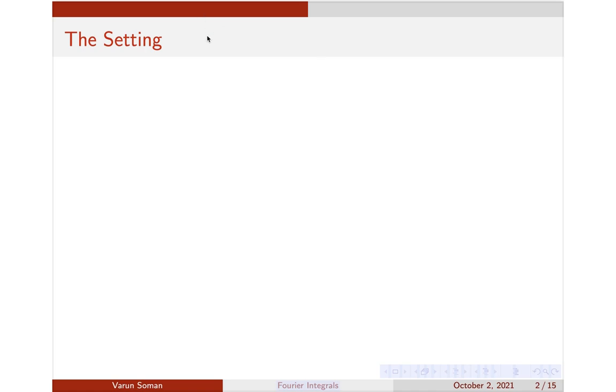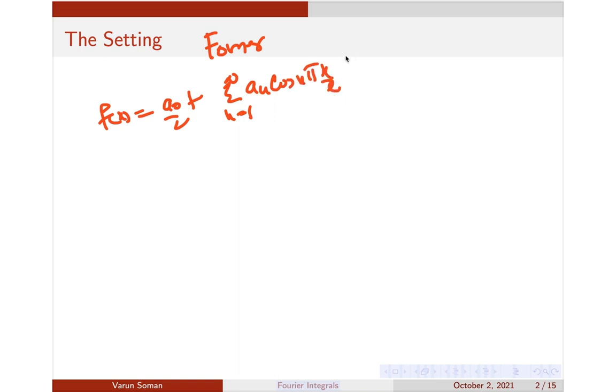In the Fourier series, when you are asked to expand a function's Fourier series, you will write a formula like this: f of x is equal to a naught by 2 plus sigma n is equal to 1 to infinity a n cos n pi x by l plus b n sin n pi x by l. Where you have to calculate a n using some formula, b n using some formula. So these were the things which you have done in the previous semesters.